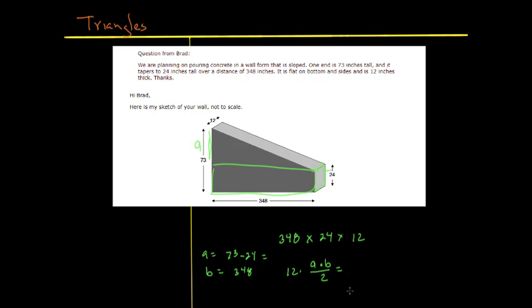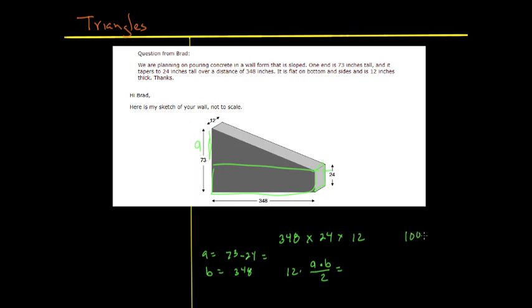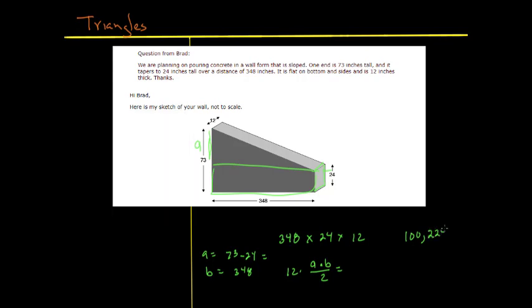So let's see how we come out. So let's do the bottom portion first. I'm going to take 348 times 24 times 12. That's going to give me 100,224 cubic inches of concrete. Now let's take a look at our equation here.